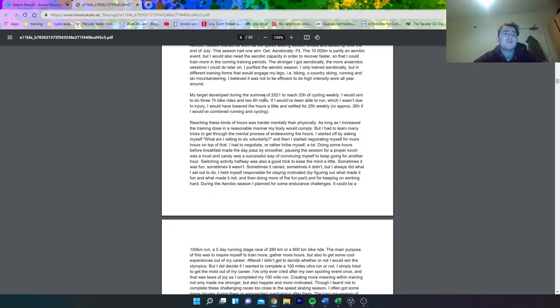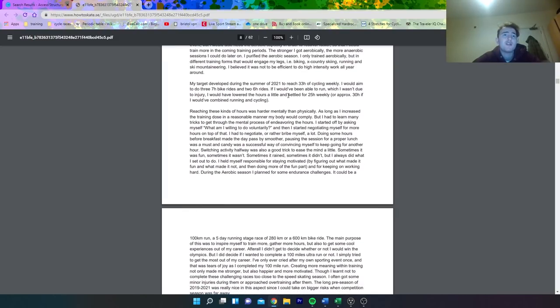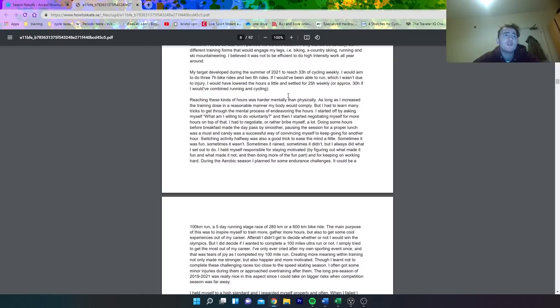So his target during the summer of 2021, so obviously that's like 6 months out from the Olympics, which is now, February 2022, so maybe a bit more than that. He wanted to reach 33-hour weeks of cycling weekly. Now, you might think that's a decent amount, but what you have to remember is he does that in 5 days, so it is actually a lot. He wants to do 3 7-hour bike rides, 2 6-hour bike rides. He normally says he runs, but he doesn't.